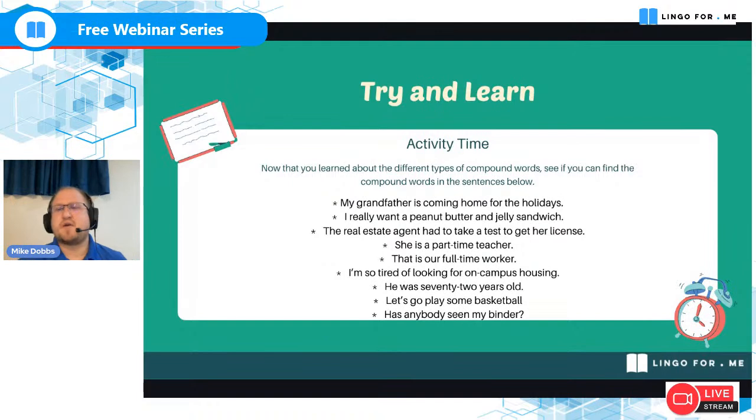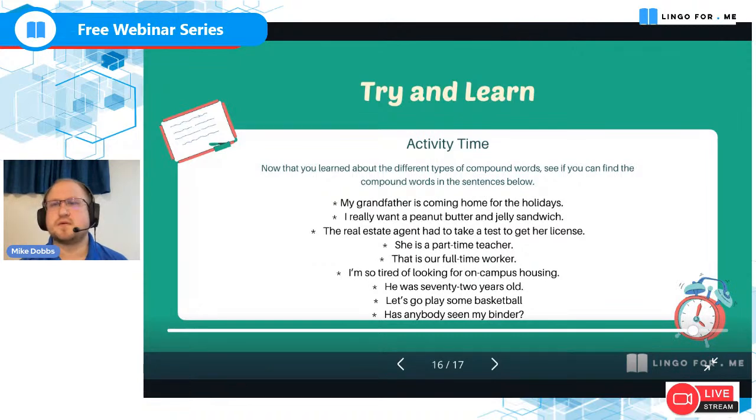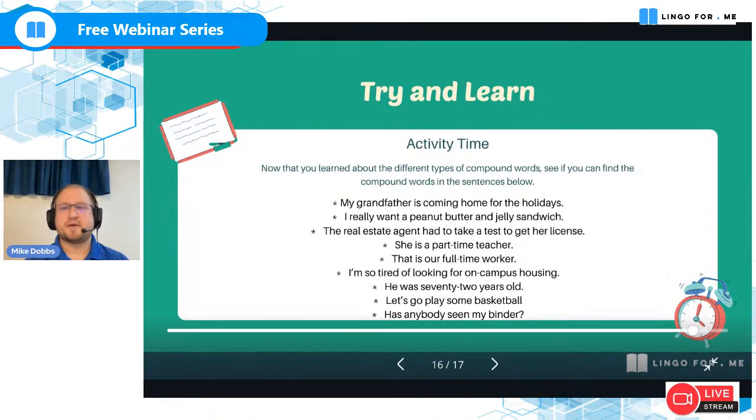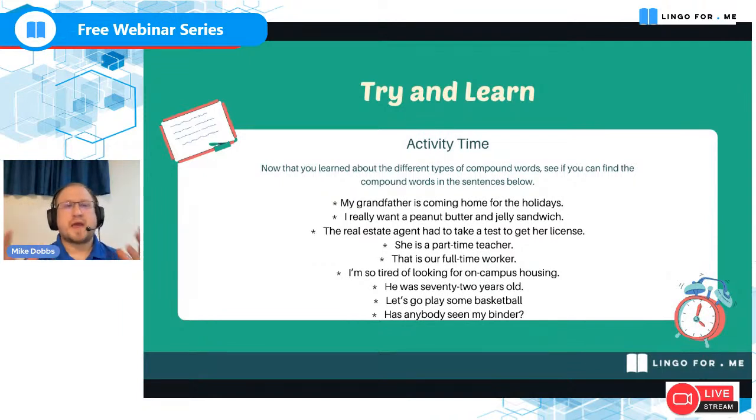Next, we have: I'm so tired of looking for on-campus housing. We gave this example in the beginning, if you were here, but I'll give you a few seconds to see if you can figure it out. So the compound here is on-campus. And again, that is referring to the campus of a university or college. On-campus housing means someone is living on the campus and not in an apartment far away from the campus. So they live within the university parameters.